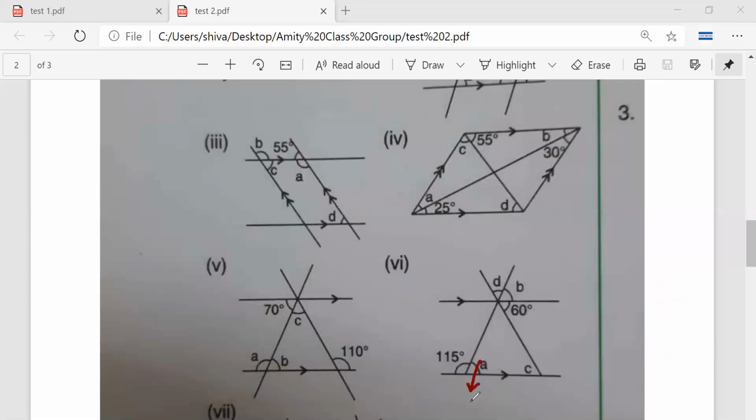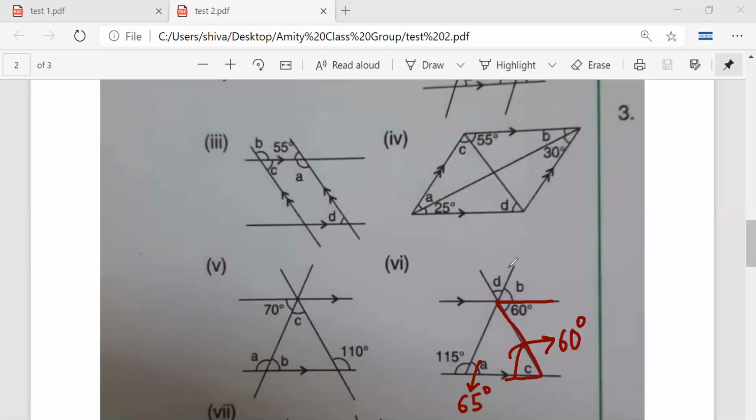So this is six. Then C will be 60. B will be 65, sorry. So C will be 60. Why? Because it makes a Z. Okay. Shabash. Therefore, this is 60 degree. Okay. What next?